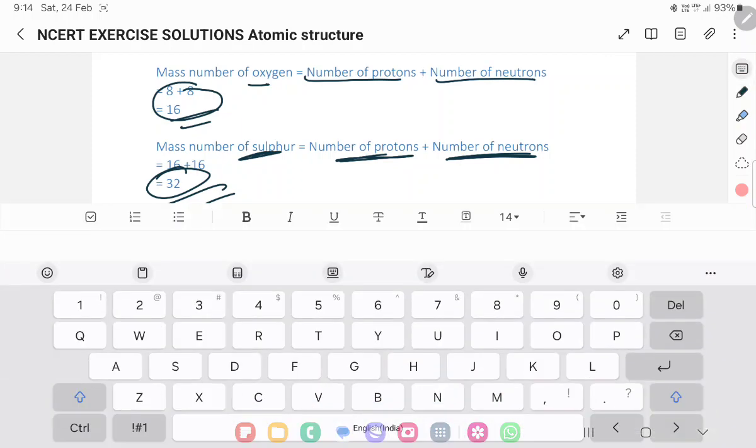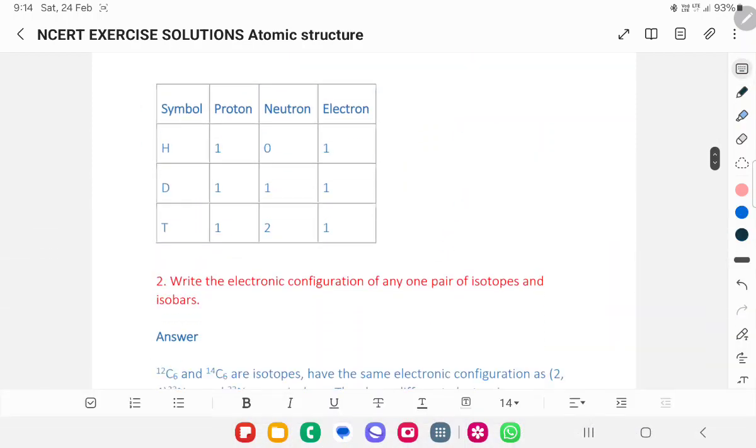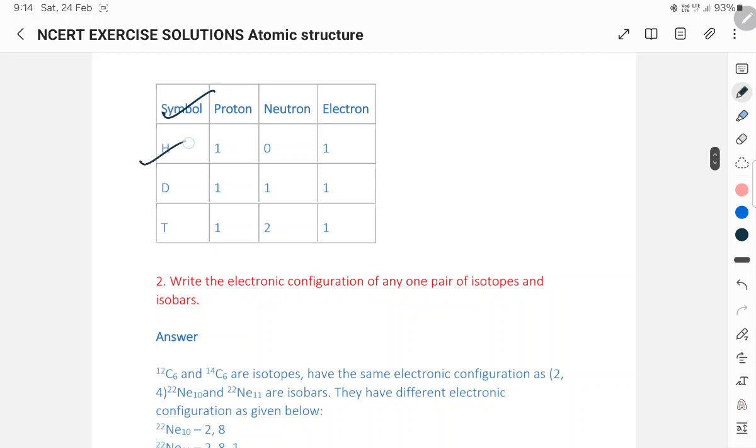So the answer is, we have the symbols of isotopes of hydrogen, right, and proton is equal to atomic number. For neutrons: hydrogen, protium, contains no neutron, deuterium has 1 neutron and tritium has 2 neutrons. Electron is also equal to atomic number, right?